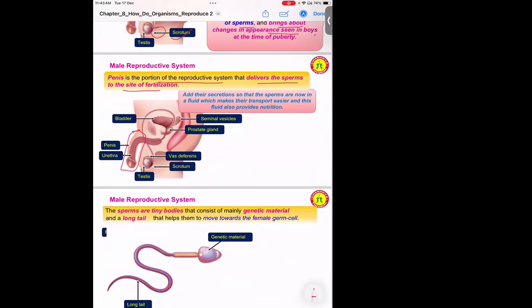Also, they add secretions so that the sperms are now in a fluid, which makes their transport easier, and because of that, nutrition can also be provided to the sperms.